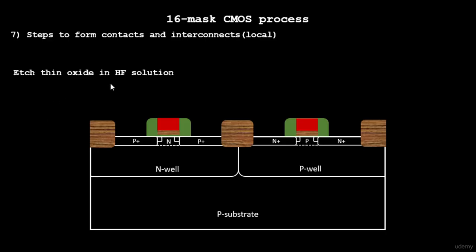Next, we do the same thing again. We apply a photoresist and do the photolithography step, and we create this mask 8. This is a 16 mask process, out of which we are now covering mask 8.